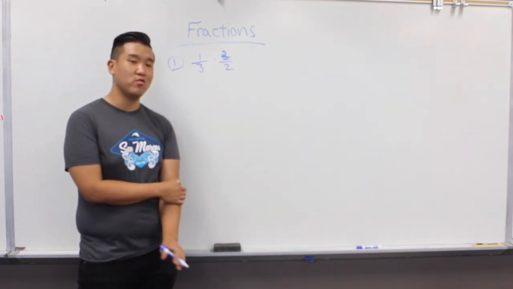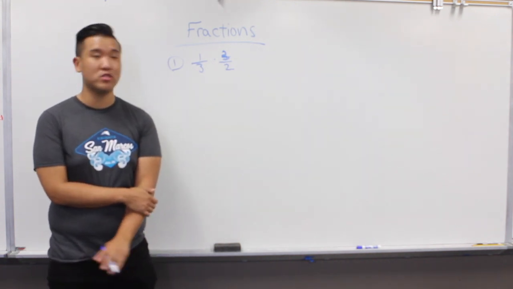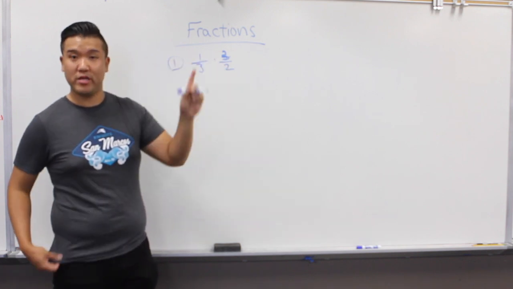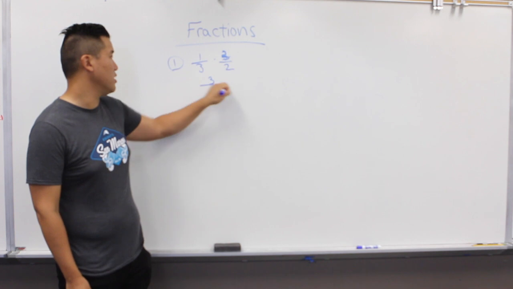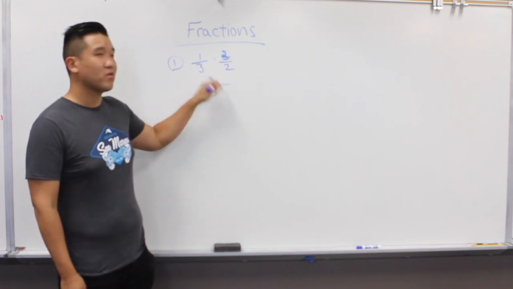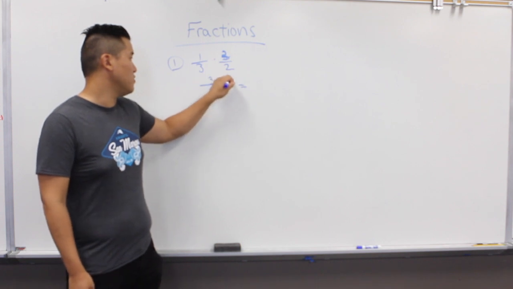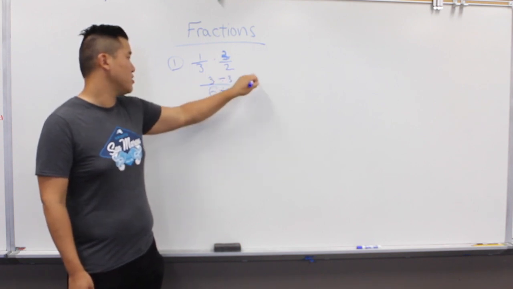Alright, let's see what you got. Check your answer. Make sure you're right. Be real with yourself. What do you do when you multiply? Yes, you just multiply across. So then you just do 3 times 1, 3 times 2, 6. We do need to simplify. We always want to reduce our answers. So both are divisible by 3 to get 1/2.